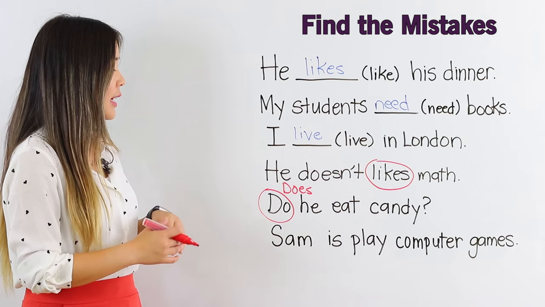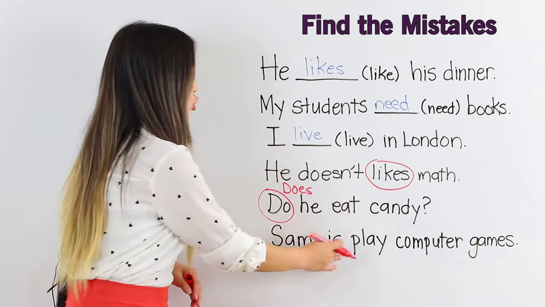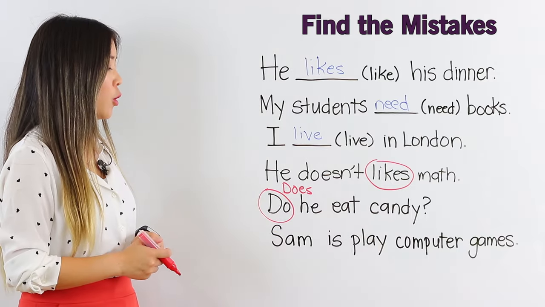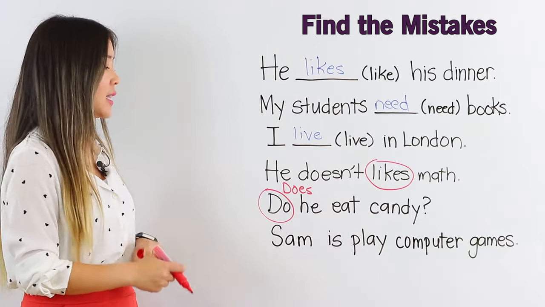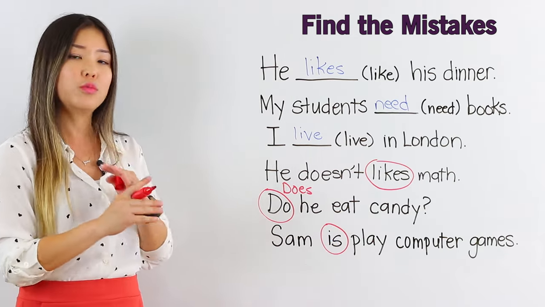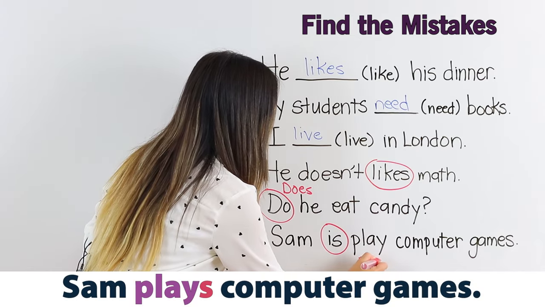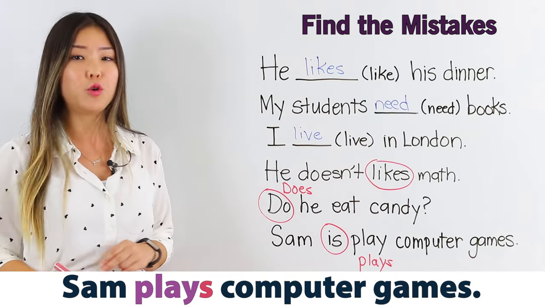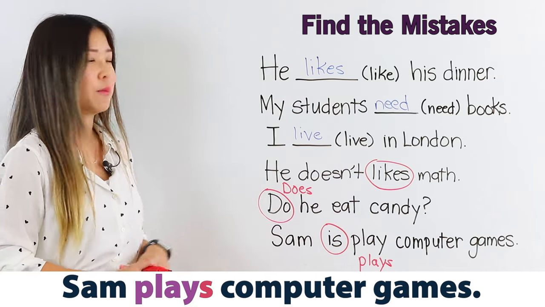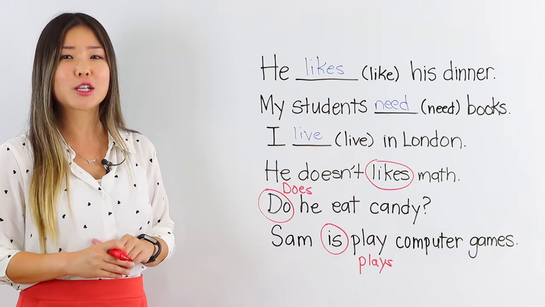And finally, Sam is play computer games. There are two present simple verbs here, and we can't have that. So the correct way to fix this sentence is to get rid of the is, so take that out, and say, Sam plays computer games. Add an S because the subject is Sam, which is a he. Great job. Let's move on to the next practice.